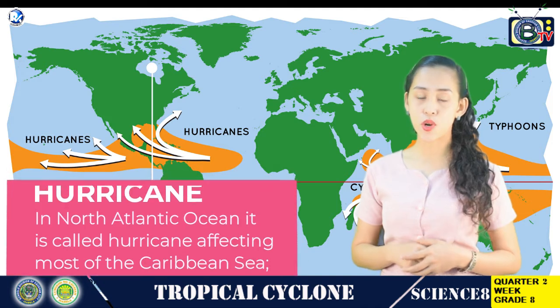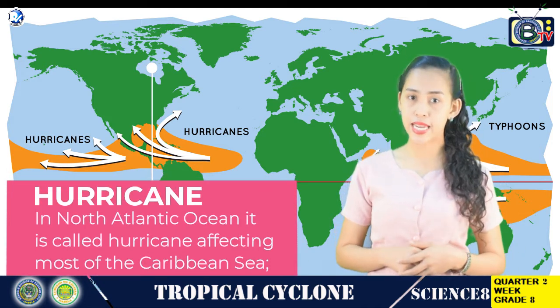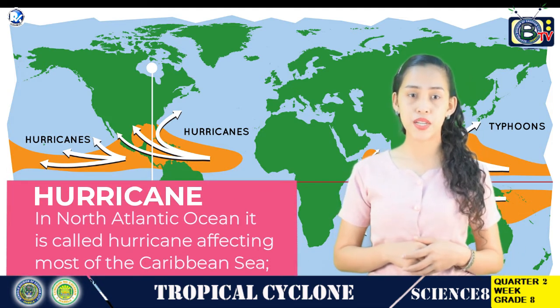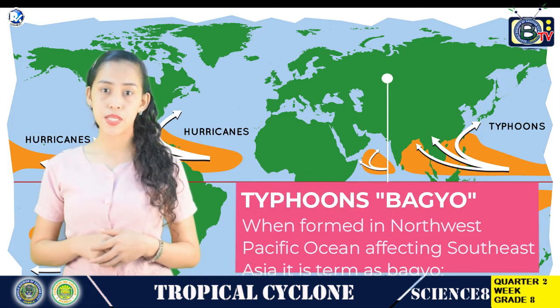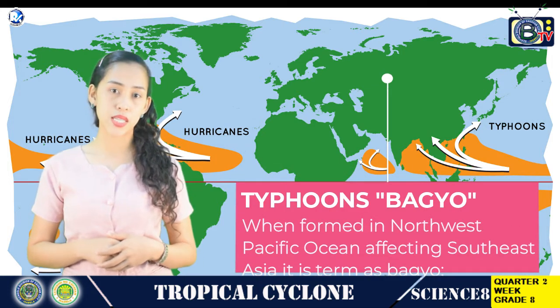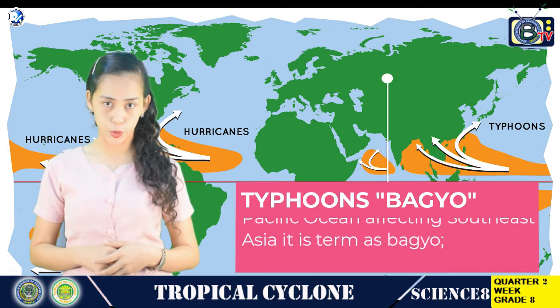The tropical cyclone has different names in various parts of the world where it is specifically developed. In North Atlantic Ocean, it is called hurricane, affecting most of the Caribbean Sea. When formed in northwestern part Pacific Ocean, affecting Southeast Asia, it is termed as bagyo.